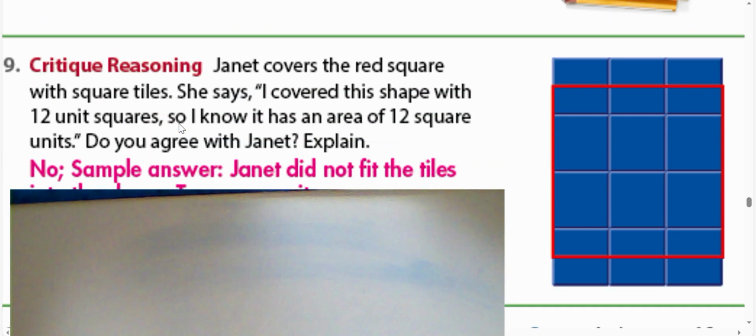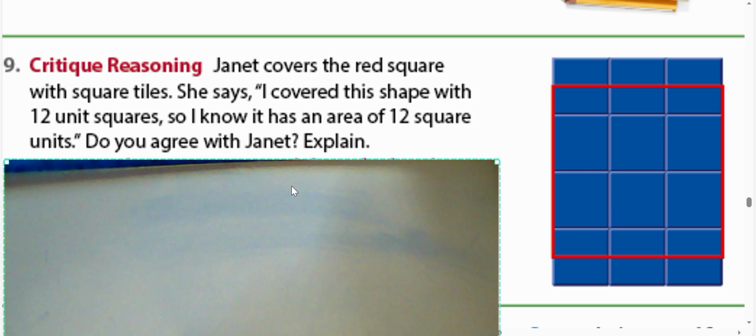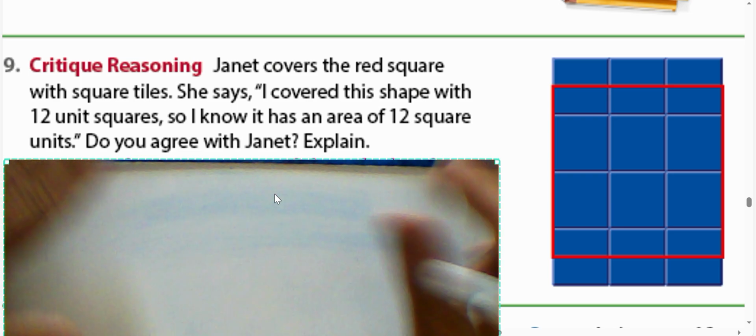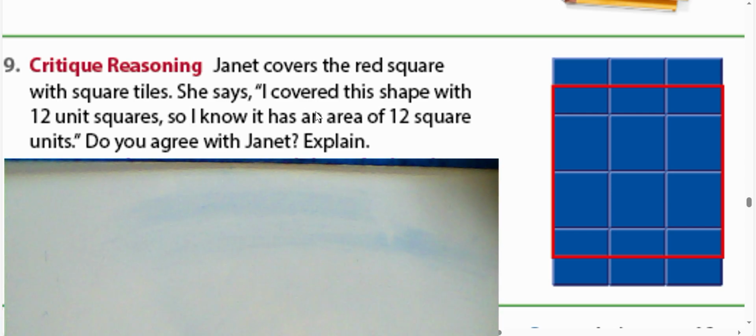Okay, next question. He wants us to find the area, or he gives me the information here. Jean covers the red square. Okay, I will read the answer to understand first. It covers the red square with square tiles. She says, I covered this shape with 12 unit squares, so I know it has an area of 12 square units. Do you agree with Janet?